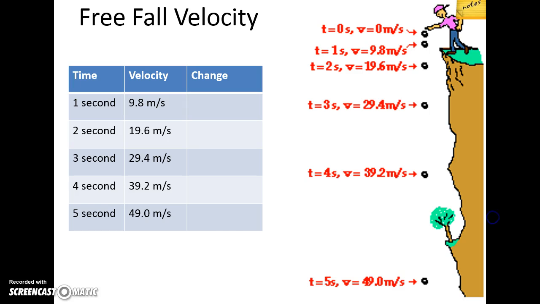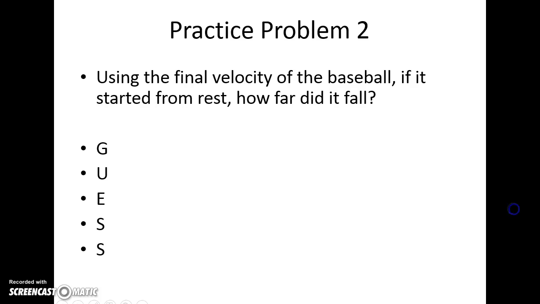So when I go to the next page, I see right there at 5 seconds, I got myself right, 49 meters per second. But now we have to talk about displacement, and displacement is the uglier of the two formulas. So we're going to start over. Same baseball, using my same final velocity I just found, so that was negative 49 meters per second. How far did it fall? I've got my final velocity, I've got my initial velocity, started from rest. How far did it fall? So I've underlined my givens, I circled my unknown.